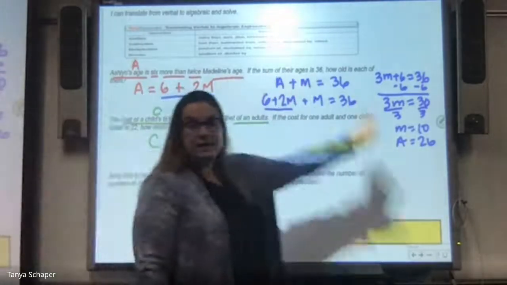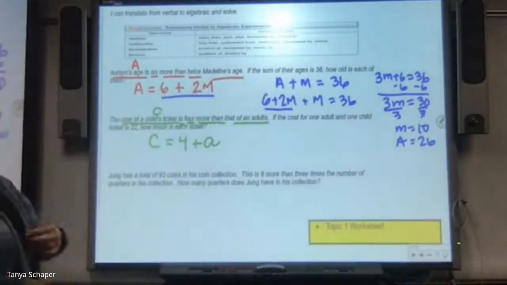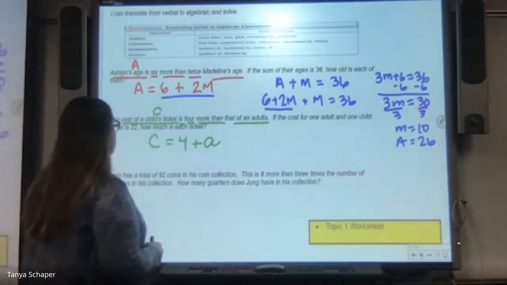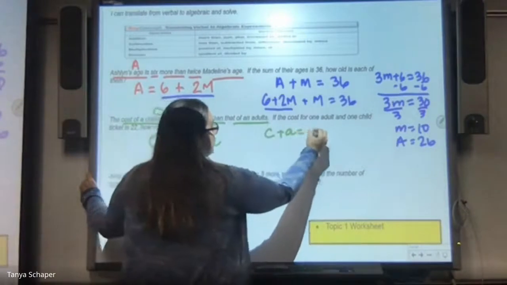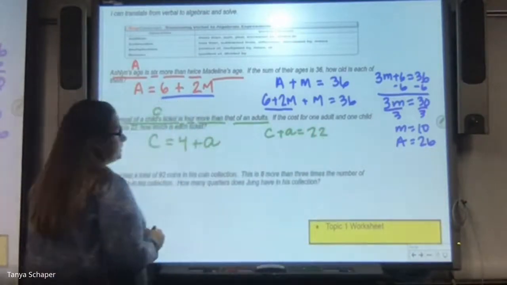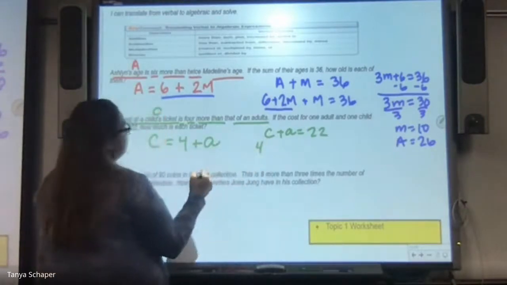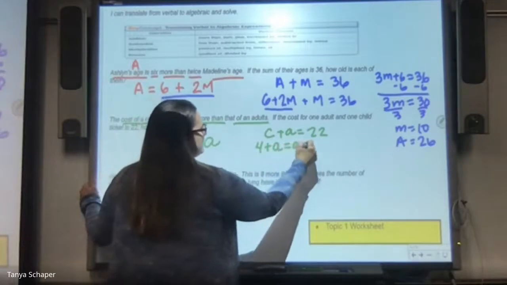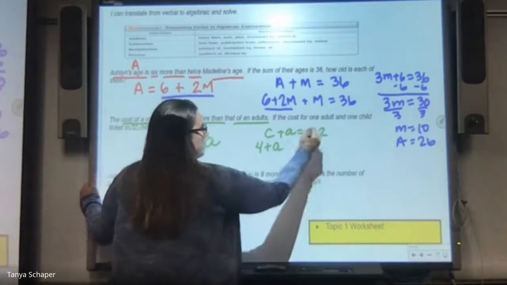This solving piece is setting us up for future work. So I'm just going to walk through how to solve it. Don't stress if you're not sure how to do it. We are going to hit this harder later on. Okay? If the cost of one child and one adult is 22, how much is each ticket? A child's ticket is 4 more than that of an adult, which now that I'm thinking about it, that seems really odd that a child's ticket would be more than an adult's. But hey, we're going to go with it.